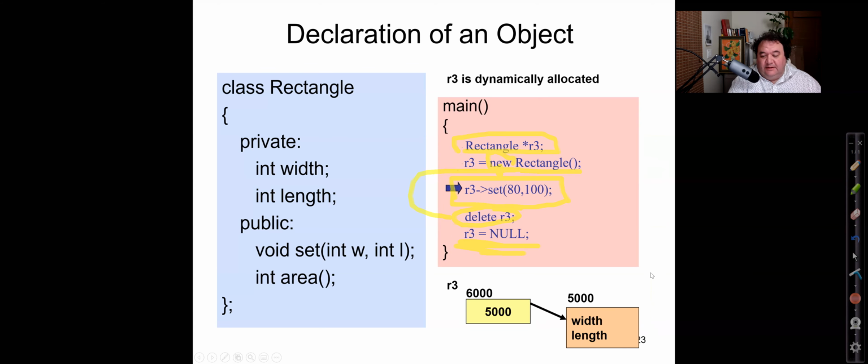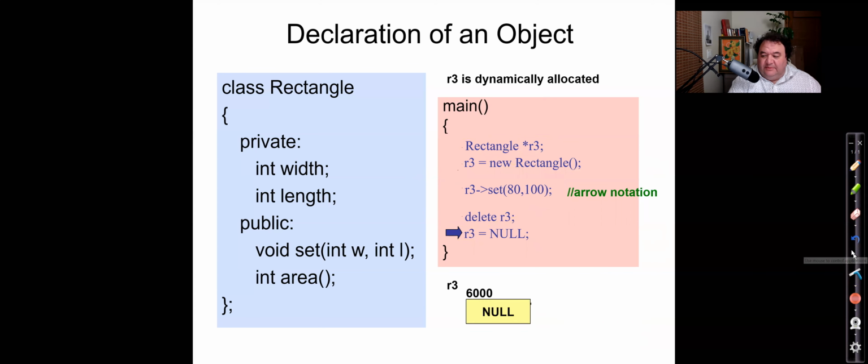And then we can start doing the assignment. Through the arrow notation, we call the method and assign 80 and 100. Then we delete the object itself, and then we reset the pointer to null. So this is the clean way to use a dynamically allocated instance of a class.